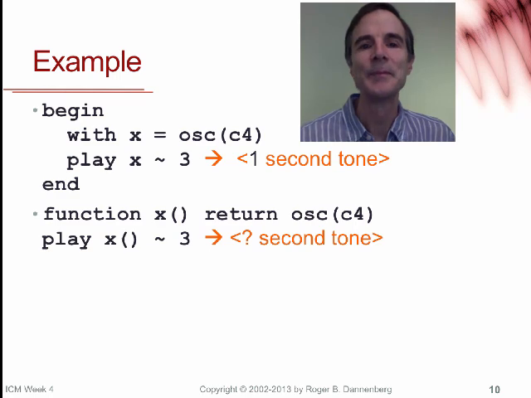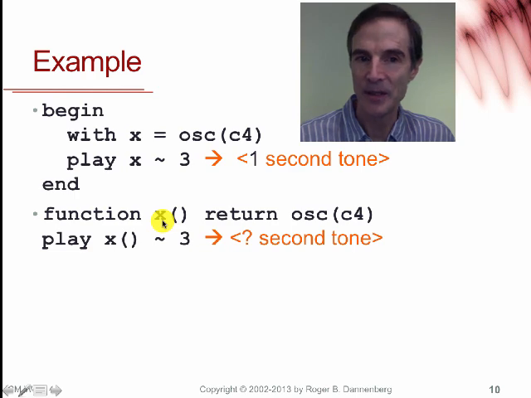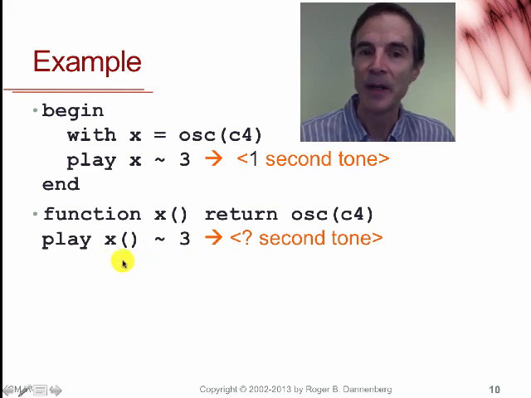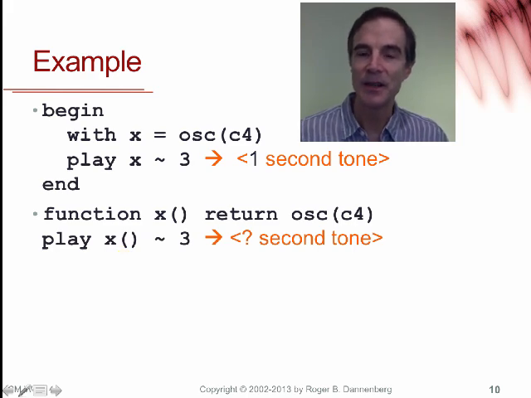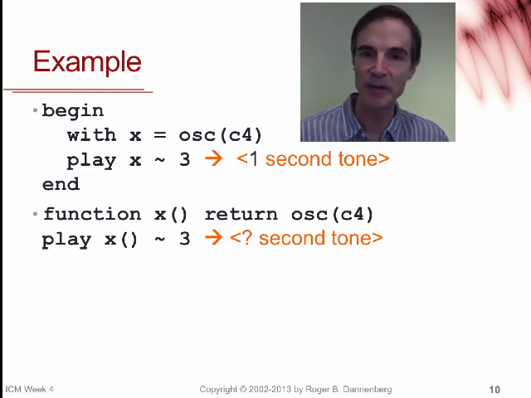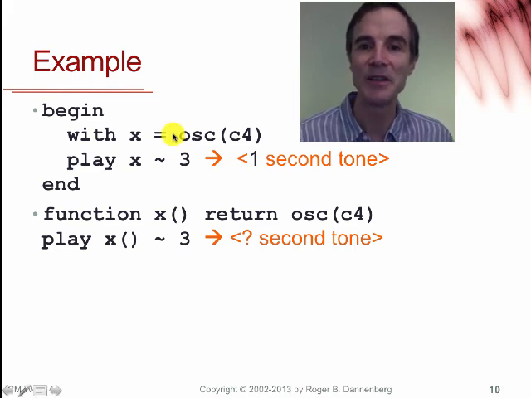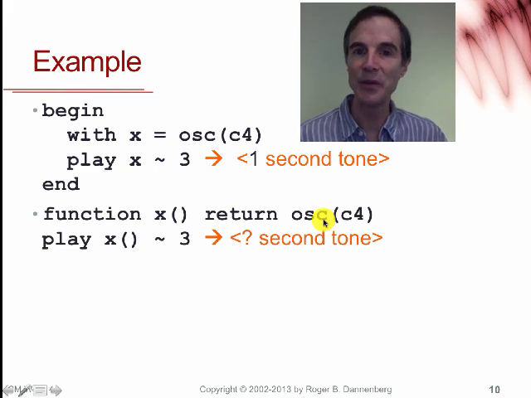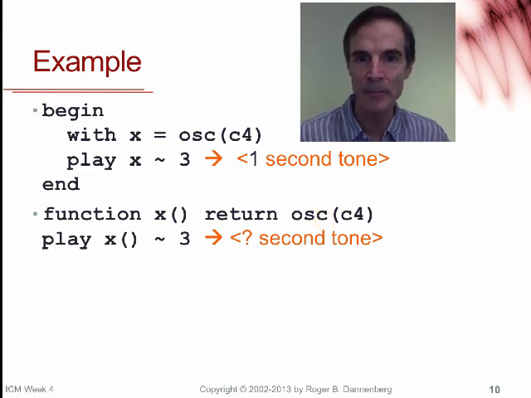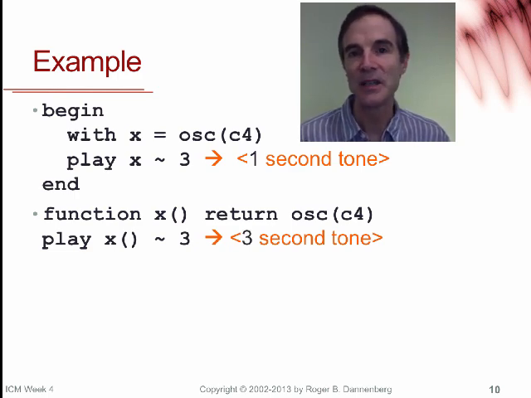The next example, we are changing x into a function. We say function x, return OSC C4, and now we say play function call x stretch by 3. So what happens now is the 3 modifies the environment. The function call x is evaluated in this environment. The environment is dynamically scoped, it's inherited into the function call, and OSC of C4 is computed in the context of a stretch factor of 3. Therefore, it produces a 3 second tone that is returned by the expression, and that's what we play.